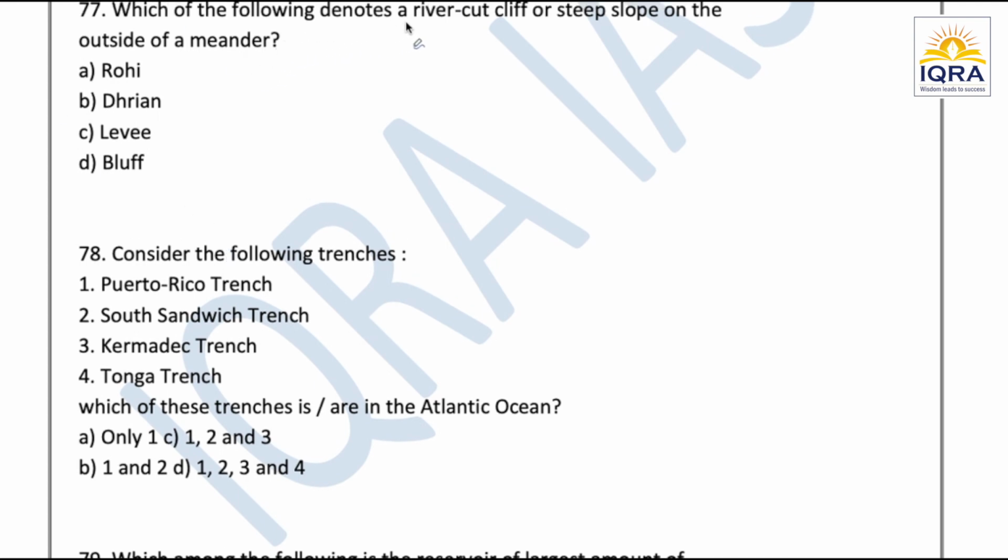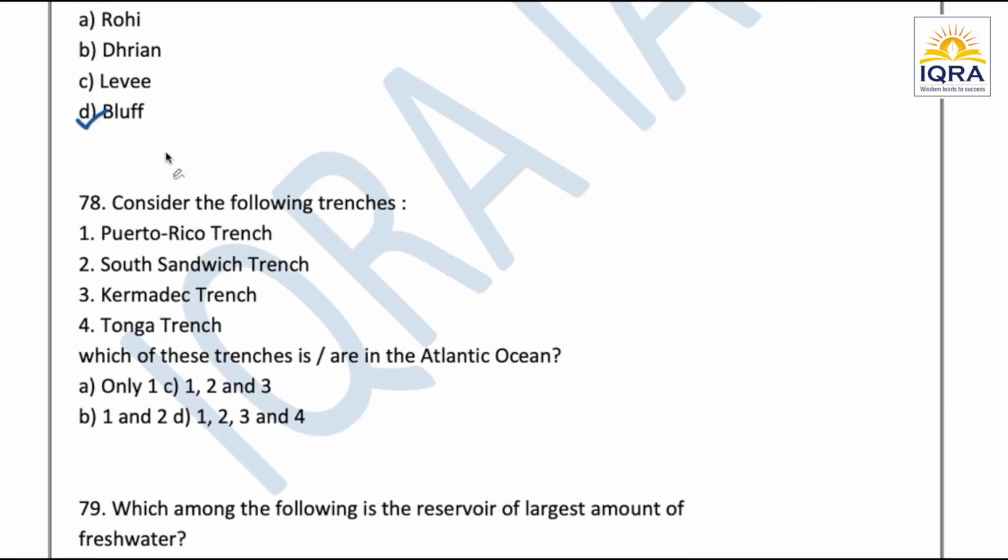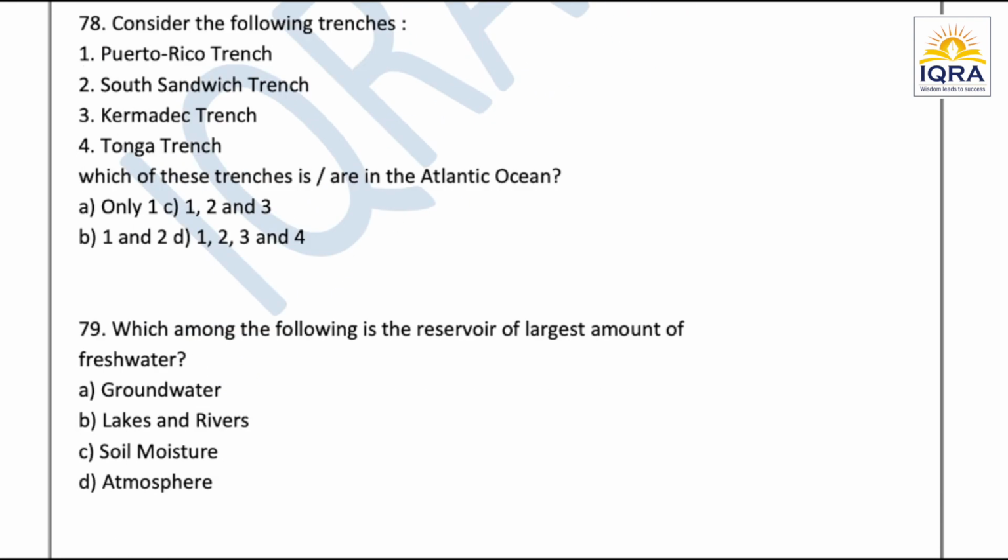Which of the following denotes a river-cut cliff or steep slope on the outside of a meander? So it is called a bluff. It is a type of broad and rounded cliff. Okay. Question number 78. Consider the following trenches: Puerto Rico Trench, South Sandwich Trench, Kermadec Trench, Tonga Trench.